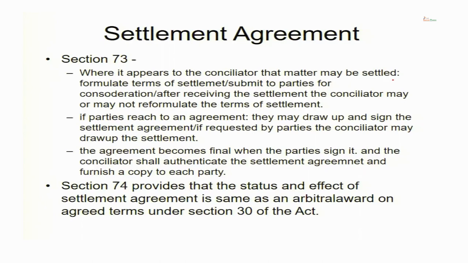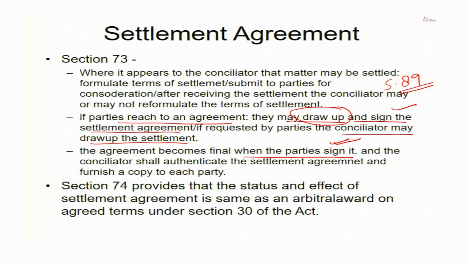This is inspired from what? Section 89 CPC. The same language, you see. Not inspired, but this is something very similar to what you have in Section 89 of CPC. The conciliator shall formulate terms of settlement. Then what happens? Around those terms of settlement, if parties reach an agreement, then parties may draw up and sign the settlement agreement. And if parties request, the conciliator may draw up the settlement agreement. The agreement becomes final only when the parties sign it. Mind, this is an important requirement. Parties have to sign the settlement agreement.